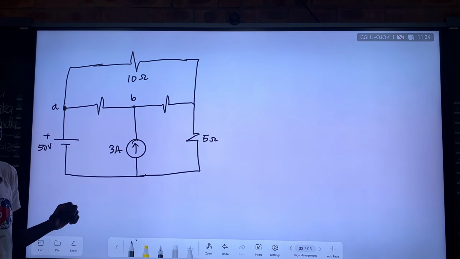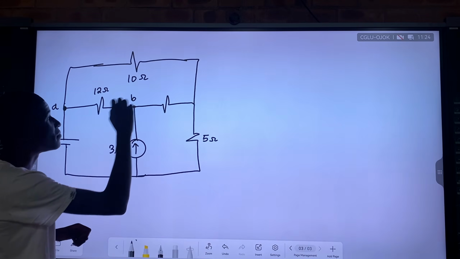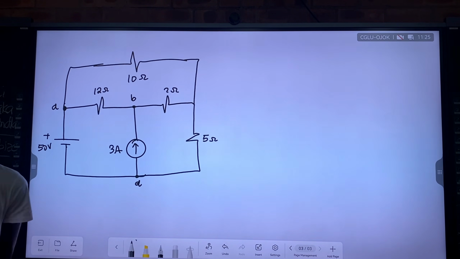Or our resistance wab. Oh yeah, it's 12 ohms lana. And then this is 2 ohms. And then this is a node D. Yes. So what can we do? Using superposition theorem, find the current through the 5 ohms resistor.